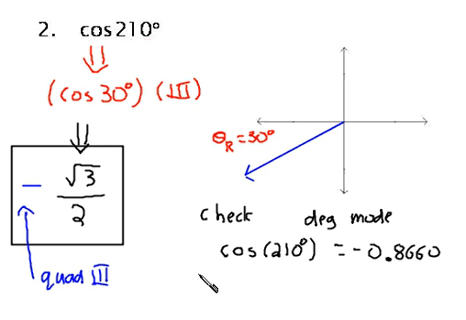And then we know we got it, because if you went negative square root 3 divided by 2, this is a little bit tight at the bottom, but it should do the job, is also equal to negative 0.8660. So that is a check. You'll know you have it.